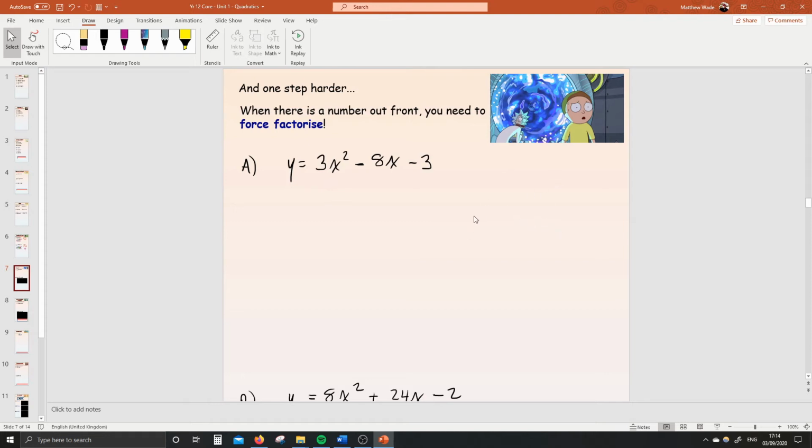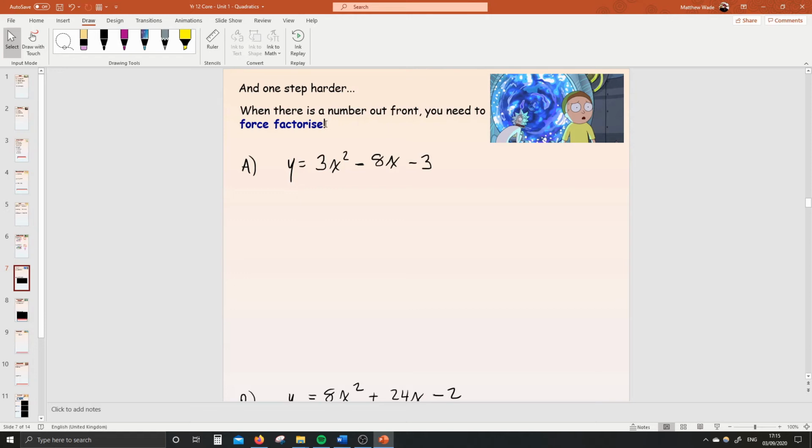When they were hard, you'd have to do splitting the middle term into 2 different things. That'll be how you learned that. But essentially, if ever you've got a number touching the x squared, it makes the question really hard. So what we're going to have to do, buddies, is what's called forced factorization.